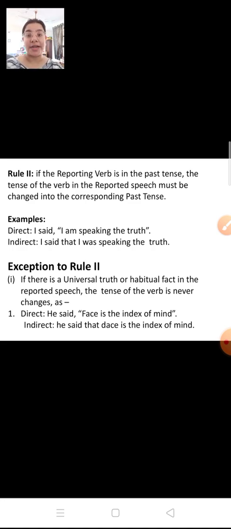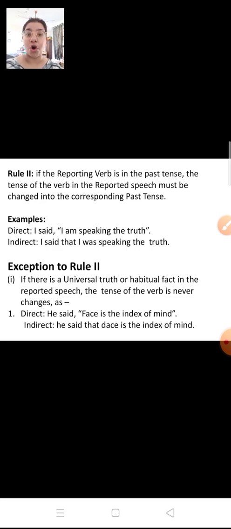Now, there are certain exceptions for the second rule. What are the exceptions? Let us see. If there is a universal truth or habitual fact in the reported speech, the tense of the verb is never changed. If we are stating something which is true for everyone and true forever, that is universal, it is not going to change ever. If such a line is said in direct speech, then the tense will not change.